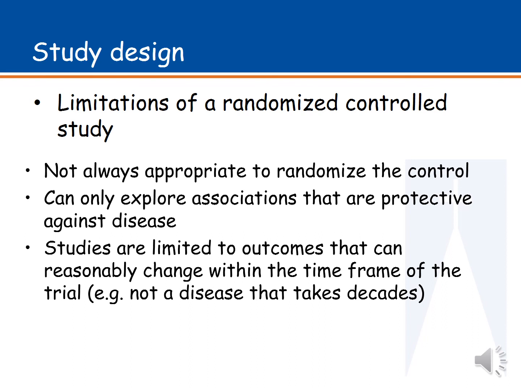So if you think that a relationship might increase the risk, you have to turn it around in a way that you're exploring something that is beneficial. So let's say, for example, you think that not eating fruits and vegetables will increase the risks. You need an intervention that will give people fruits and vegetables. Studies are limited to outcomes that can reasonably change within the time frame of the trial. So that is something that you have to think about. If a disease takes decades to occur, like, for example, cancer, a randomized controlled study would simply take too long to be feasible.